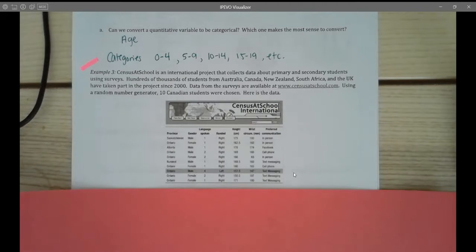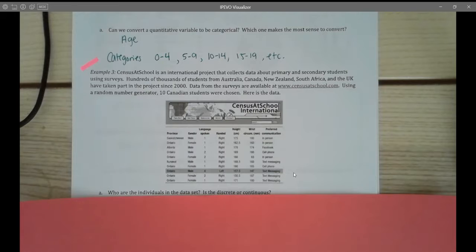Okay, so let's look at the first question here. And the first question asks us, who are the individuals? And then we also want to know if we're looking at things that are discrete or continuous. Okay, so just think back to what those 3 vocab words mean: individuals, discrete, continuous, and then take a minute and see if you can answer this question.